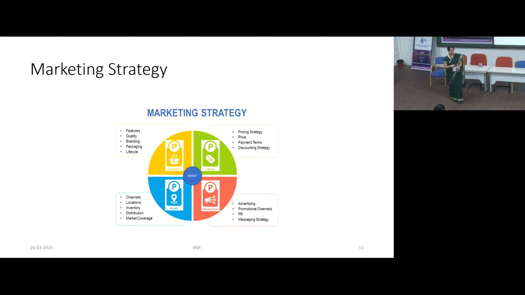So coming to marketing strategies, we moved from distribution to pricing, pricing to marketing. Marketing is a broader area where you are going to cover all the aspects of product and pricing and everything. So in marketing strategy, we need to understand features of the product, quality of product, branding, packaging and life cycle. I want to talk about this product life cycle part.